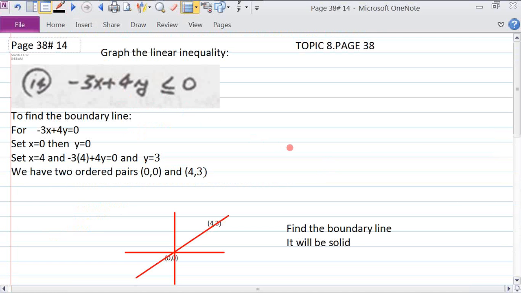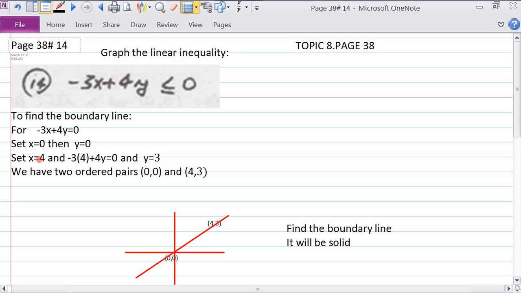Okay, number 14 on page 38. Here we have -3x plus 4y less than or equal to 0. We have to graph this. So the first thing is we have to find the boundary line. So we set this equation, we just put an equal sign, and you'll see if I put x equal to 0, then 4y equals 0 and y equals 0. So when x is 0, y is 0.